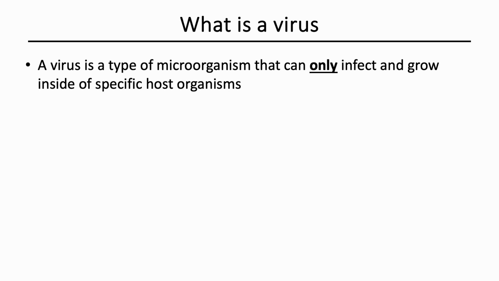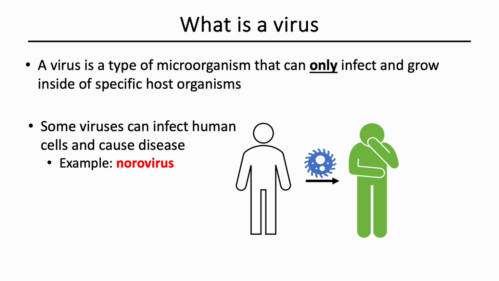A virus is a type of microorganism that can only infect and grow inside its specific host. Outside of these living hosts, viruses will eventually die off. For example, some viruses, such as norovirus, can specifically infect and cause disease in humans. Outside of the human host, norovirus can only die off. However, because of its structure, this die-off can take a long time.